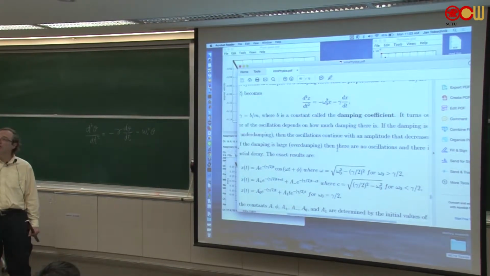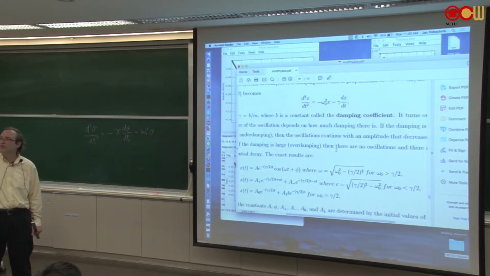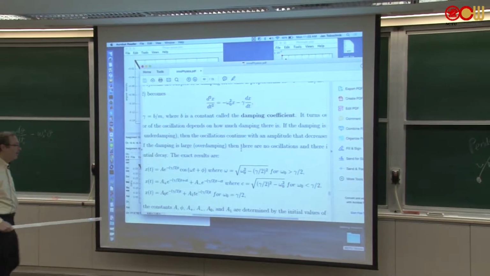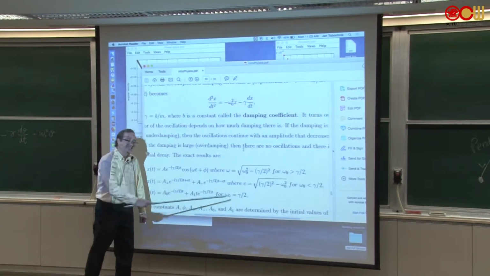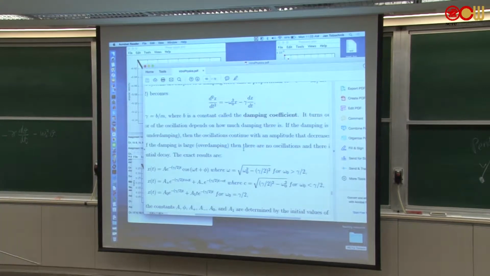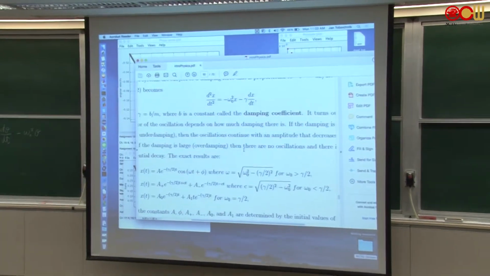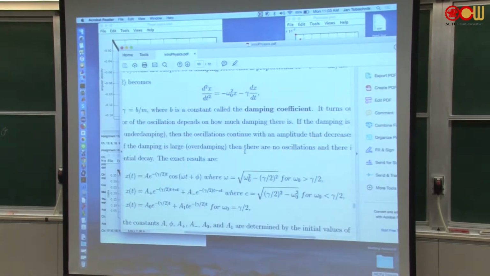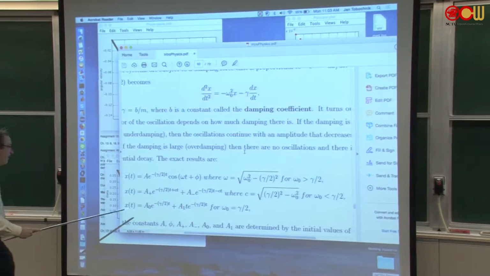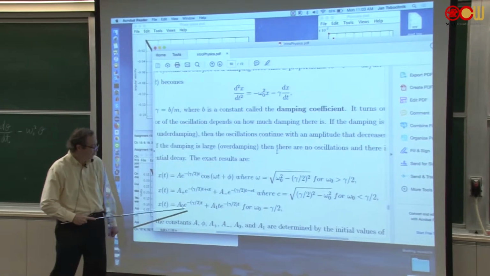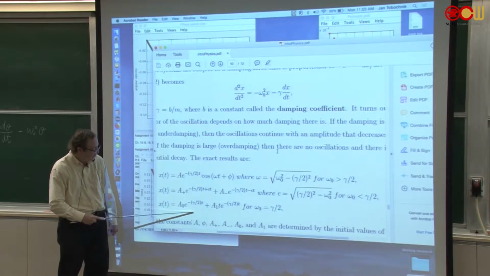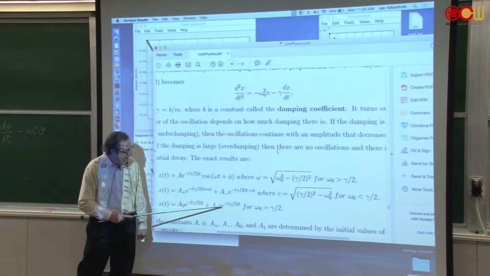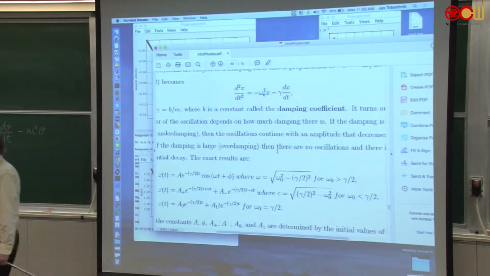There's a third case that's almost impossible to reach, where this omega 0 is exactly equal to the damping over 2. That is called critical damping. And critical damping has a funny solution. It has an exponential solution plus time times the same exponential.